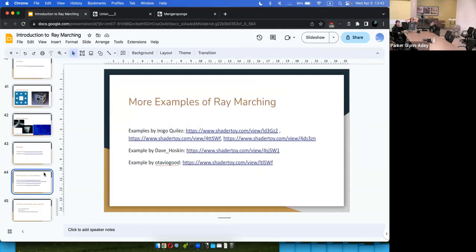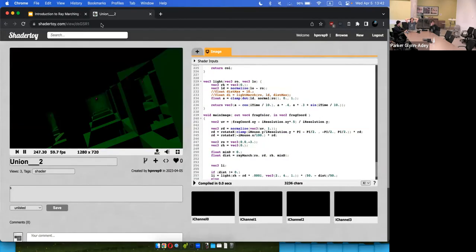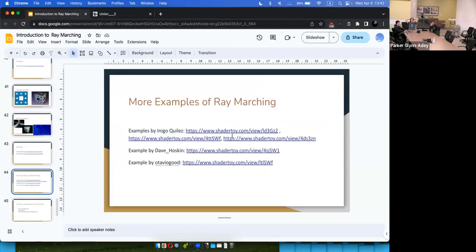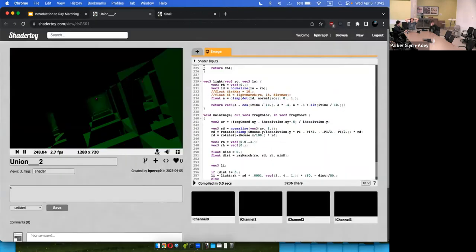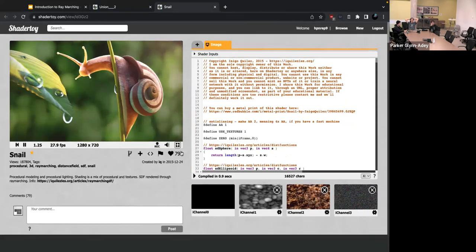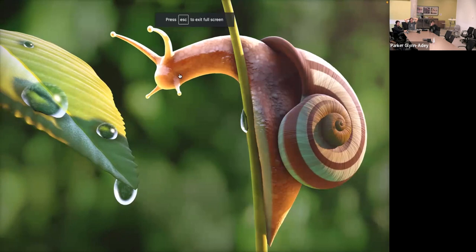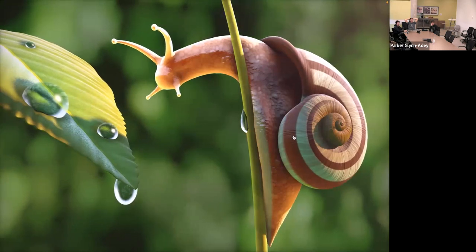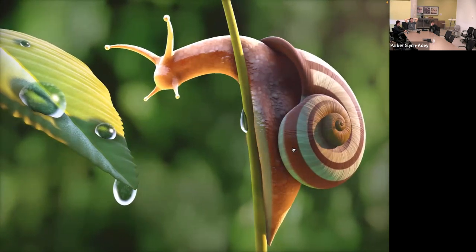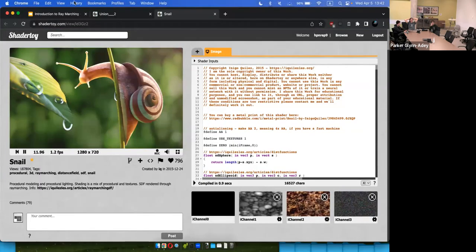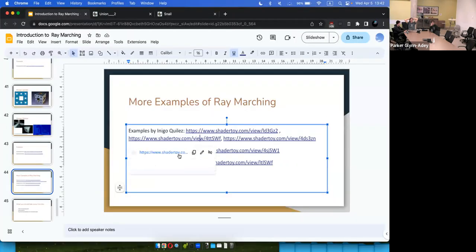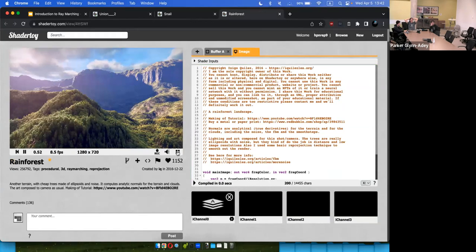And that's kind of it for this talk. One last thing, let's look at what other things are possible with ray marching. There's this one here, where they rendered a snail, and this entire thing is made of signed distance functions. Just to show how powerful this technique is, there's also this.